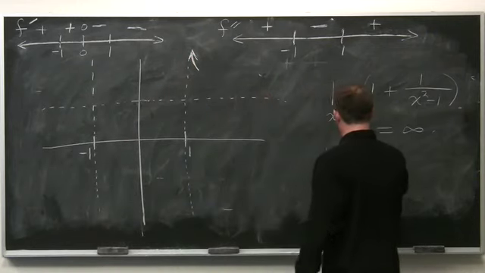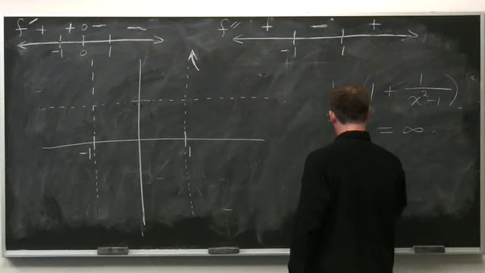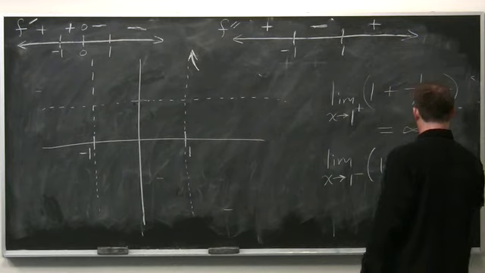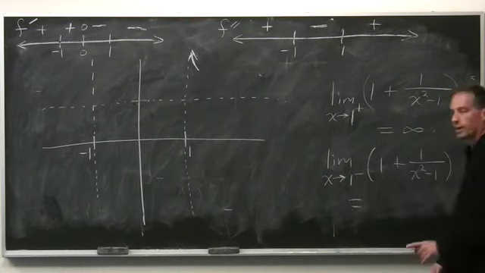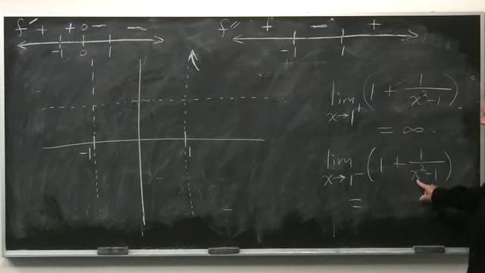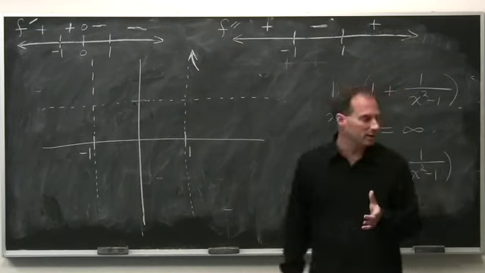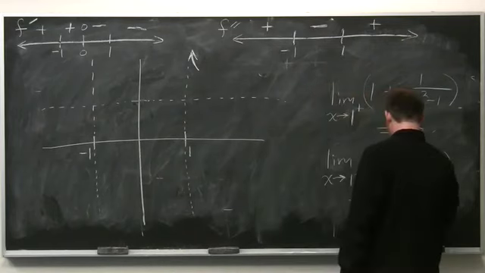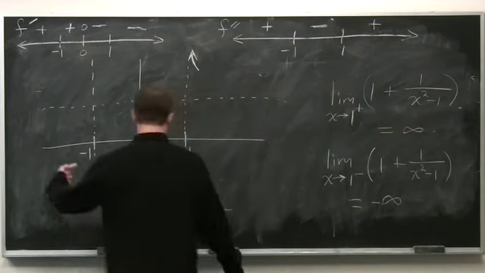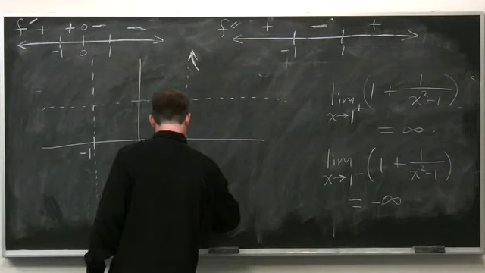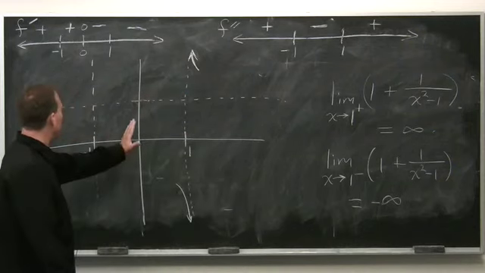What happens as x approaches 1 from the left? As x approaches 1 from the left, x is slightly less than 1. Something slightly less than 1 squared is slightly less than 1. This would be close to 0, but negative. So 1 over it is something huge in absolute value, but negative. In the limit, you get negative infinity. And so what has to be happening is, as x approaches 1 from the left, we go off to negative infinity. We do that.